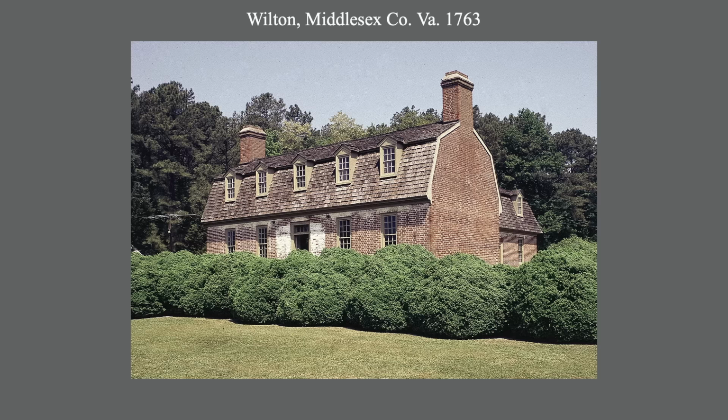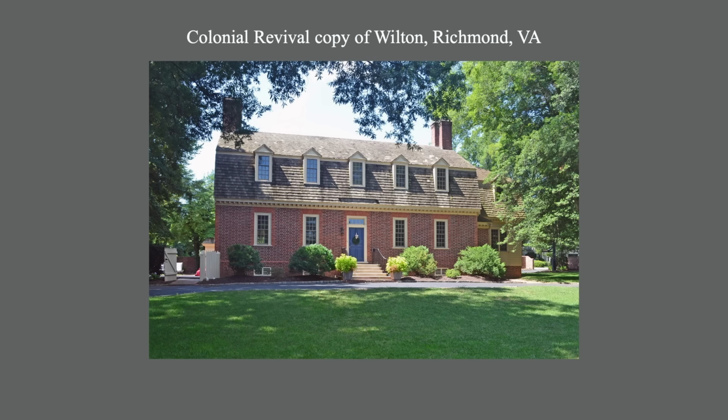This happened on this house called Wilton. If you look carefully, you can see the line of the original gable in the brickwork. Gambrel roofs were also popular for colonial revival houses, not only for their picturesque qualities, but because of their practical advantage. This 20th century Richmond house is a near copy of Wilton.